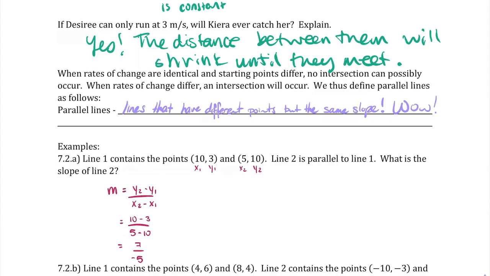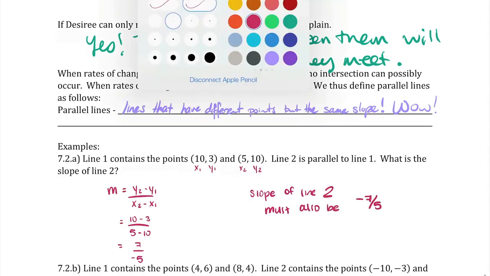Well, if we know that line 2 is parallel to line 1, then we know that they must have the same slope from the definition above. So the slope of line 2 must also be negative 7/5.